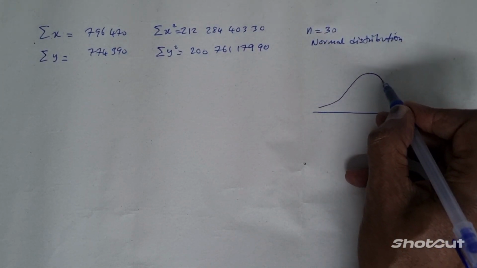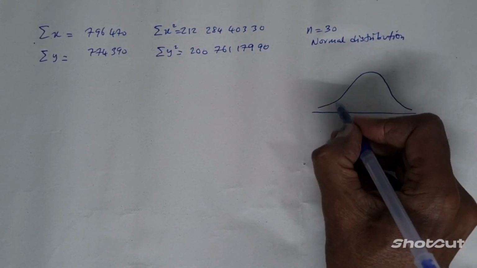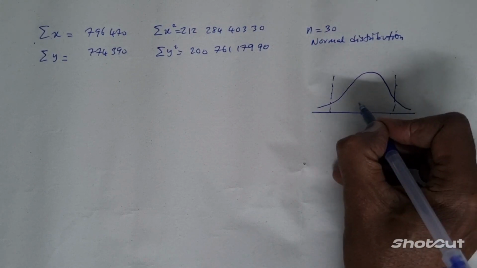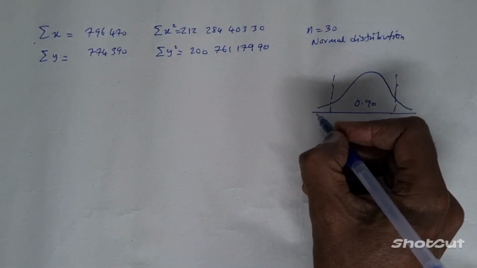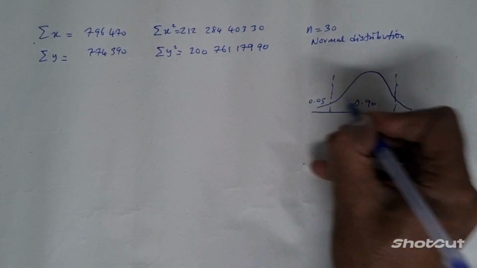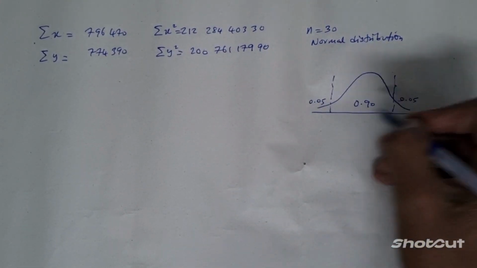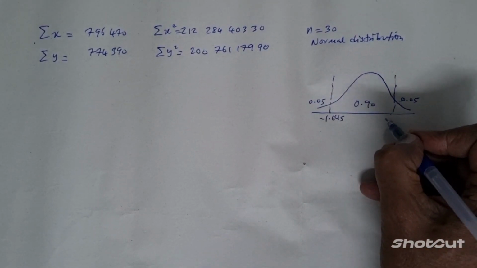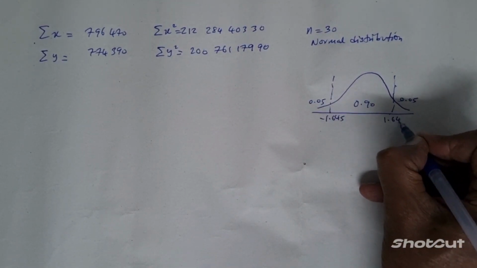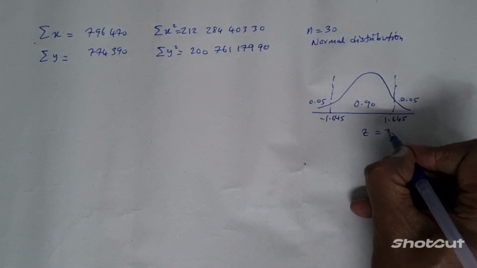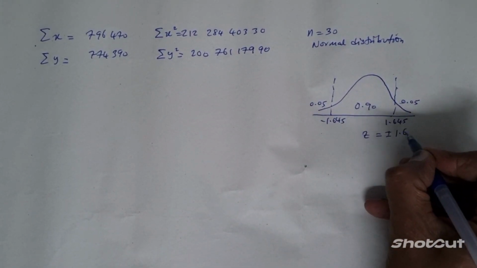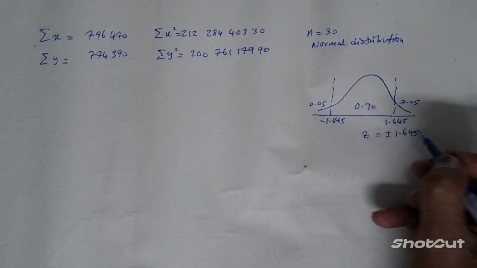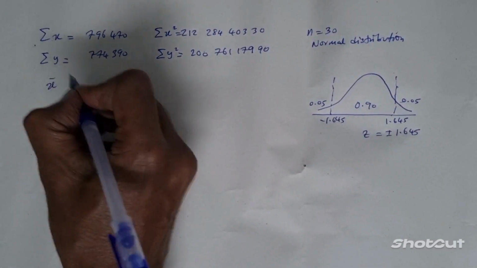Let's see here. So we want to find the Z values, basically. This is a 90% confidence interval. Over here, it's going to be 0.05. Same goes for the right-hand side. And if we were to work this from a statistical table, these would be the values of Z, which is plus or minus 1.645.